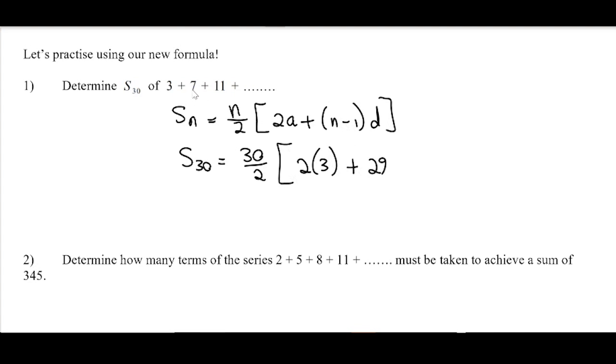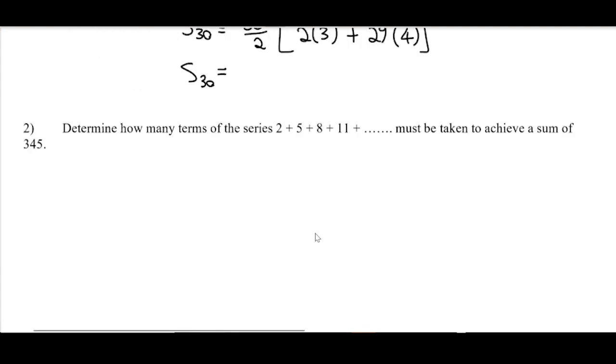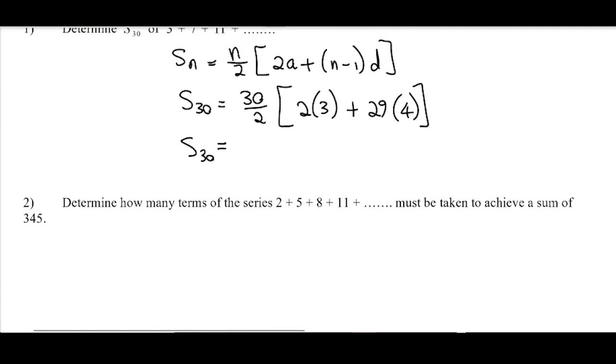And remember, d is found by taking any term minus the term before it. d is actually 4. We can slot all of that into a calculator, and we will get our final answer here, that the sum of 30 terms is actually just 1,830.